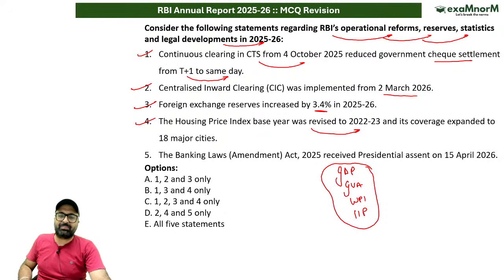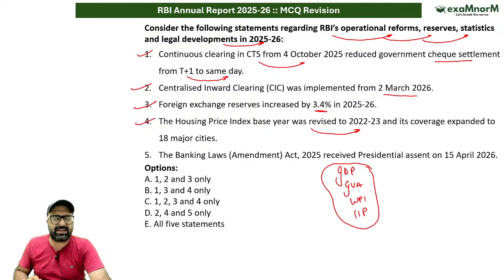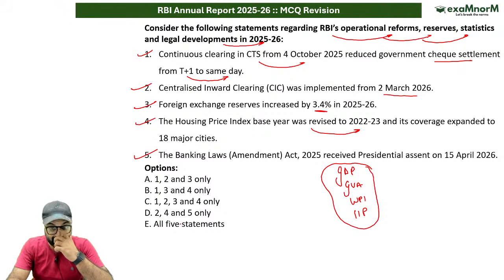Last but not the least, Banking Laws Amendment Act 2025 has received the President's signature or President approval in April 2025. So that is also correct. So keeping that in mind, if you ask me what will be the answer to this particular question, technically the answer is going to be all the statements 1, 2, 3, 4, 5 are correct. Yes or no?